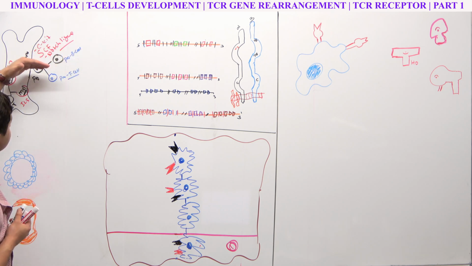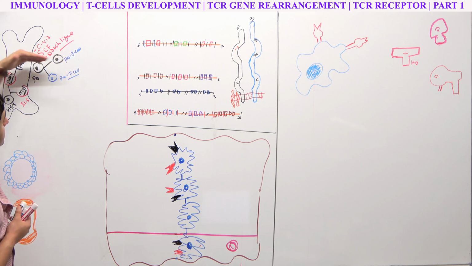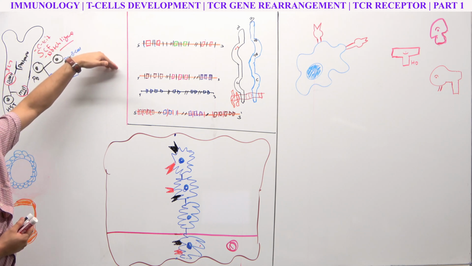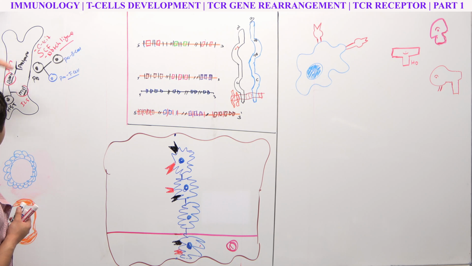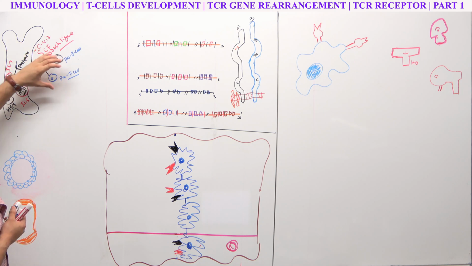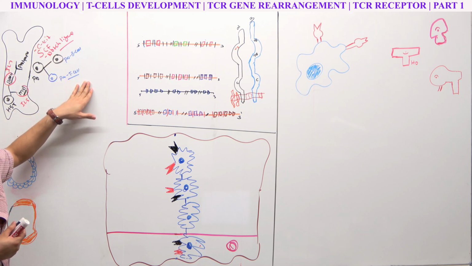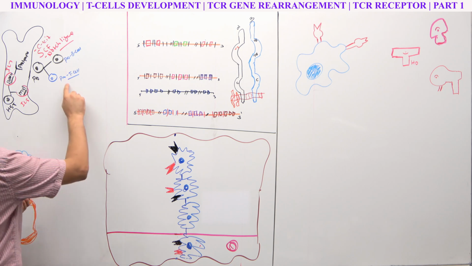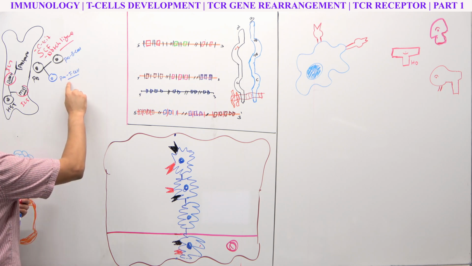Because right now, these cells are at an early phase, and they're immature cells, and you need all this growth factor in order for them to differentiate or proliferate. Now, we're focusing on the pro T cells right now.